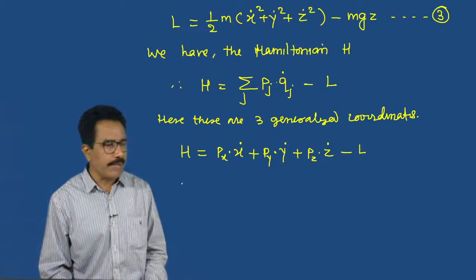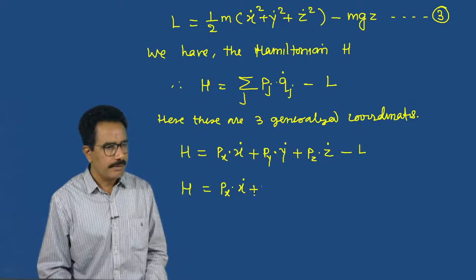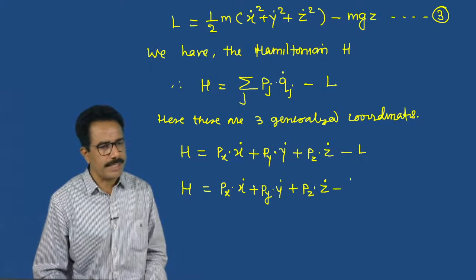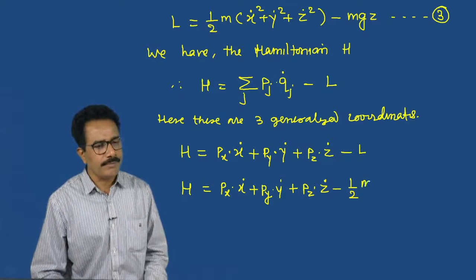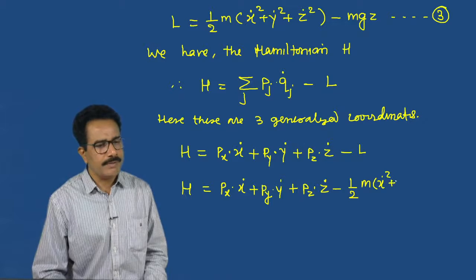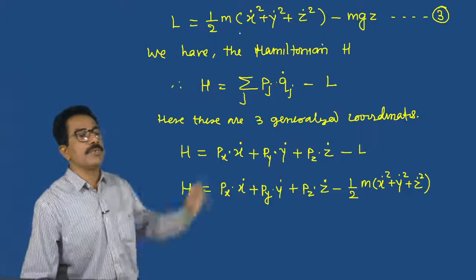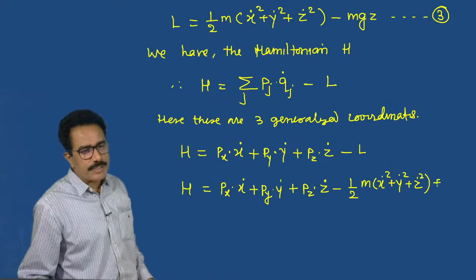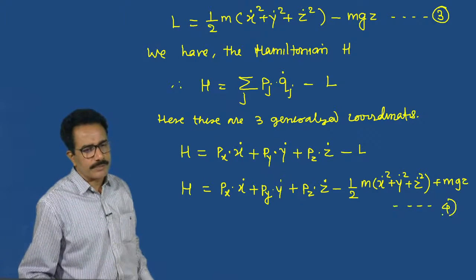Now you can put the value of L. H is equal to px into x dot plus py into y dot plus pz into z dot minus L, which means minus 1 by 2 m into x dot square plus y dot square plus z dot square, put this value of L, the Lagrangian, again minus minus plus mgz. Suppose this is equation number 4.